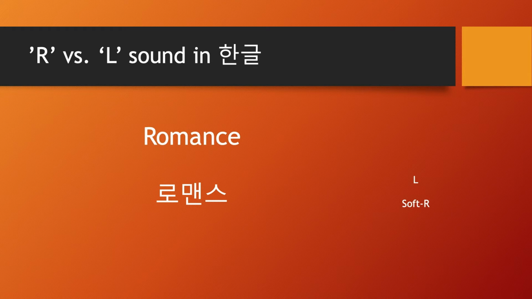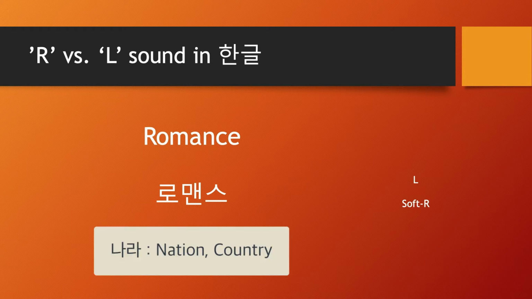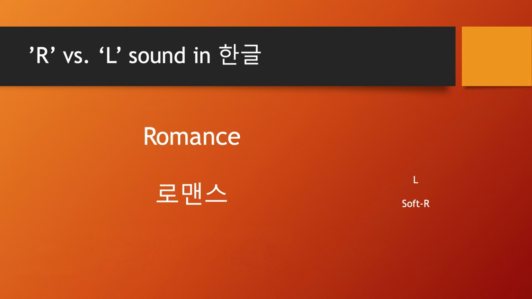Here is a slightly different case. 나라 means nation or country. In this case, 나라 is always pronounced with a soft R. Even though the real comes at the beginning of the character 라, the previous character 나 does not have any 받침. So it is 나라 instead of 날라.